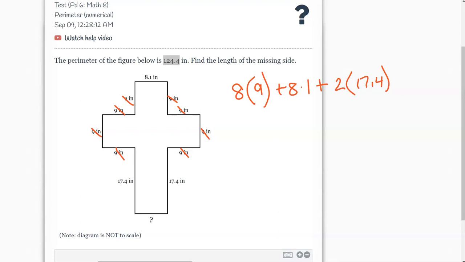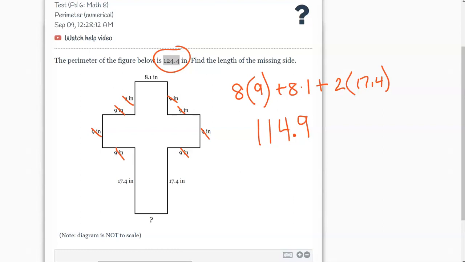So 8 parentheses 9 plus 8.1 plus 2 parentheses 17.4. And I like to use the parentheses on my calculator. I like to use those buttons because it's just faster. So I got a sum of 114.9. But the answer is supposed to be 124.4.